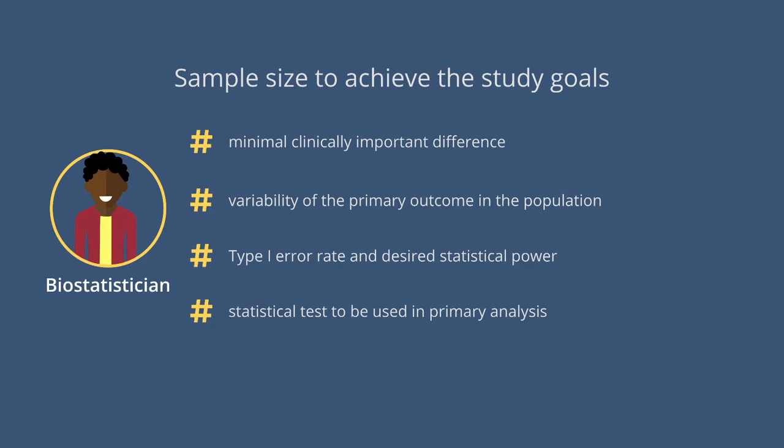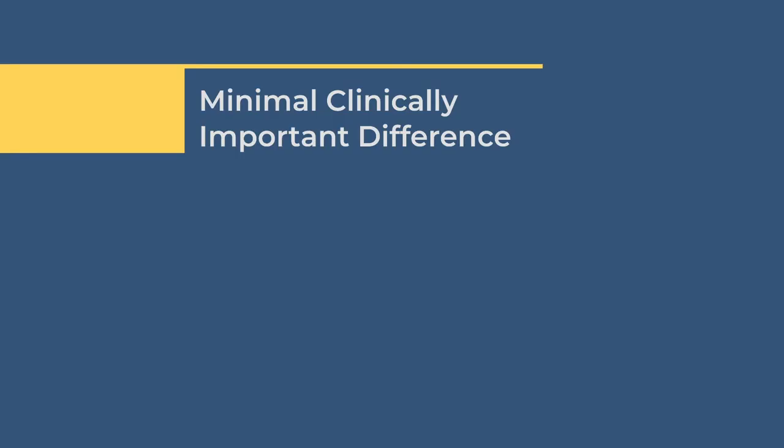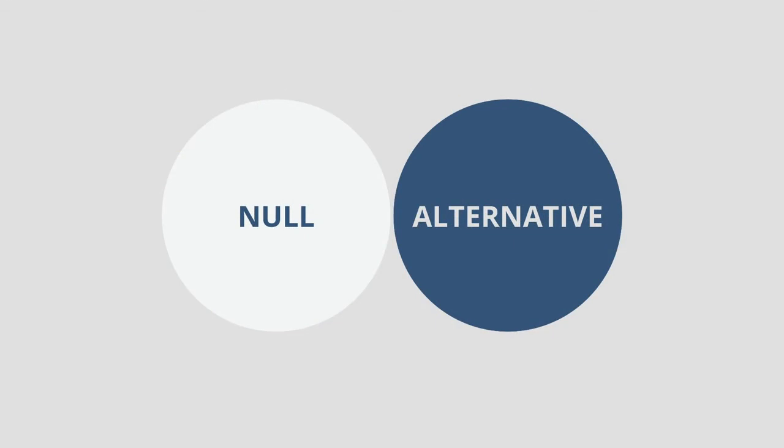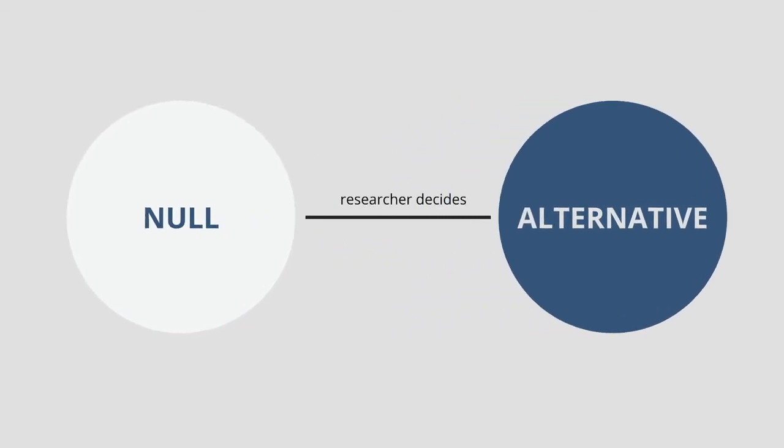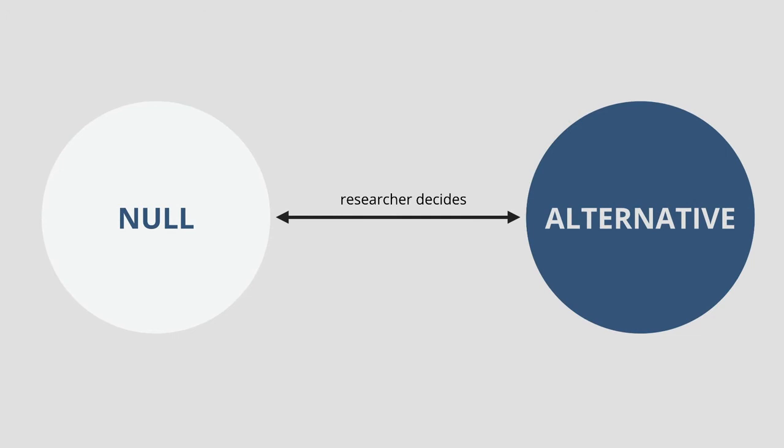Minimal clinically important difference. Recall the null and alternative hypotheses from the previous video. The researcher must decide how far away from the null the alternative must be in order to conclude that the alternative is true. That is, the researcher must determine how big a change is required in the primary outcome of the study for the results to have a meaningful clinical impact.